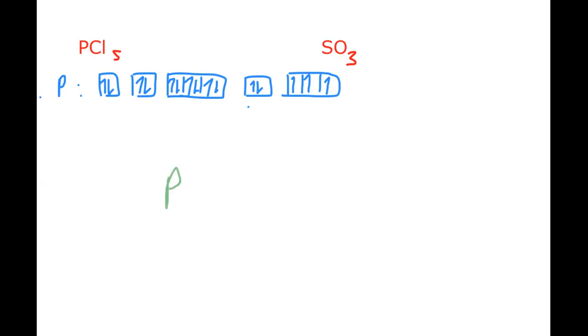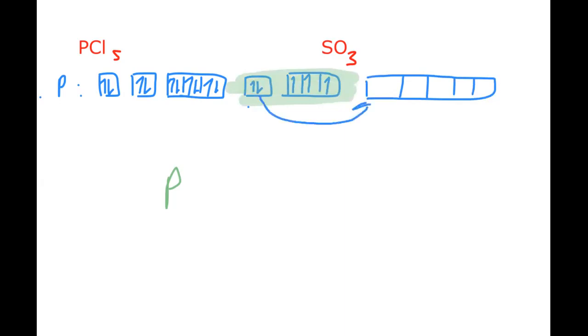So this goes against the octet rule, but it is possible because in phosphorus, the valence shell is the third shell. This is the third shell. And the third shell has a 3D orbital as well. So for phosphorus, we will draw the 3D orbital. And when energy is provided over here, this electron moves to this orbital.